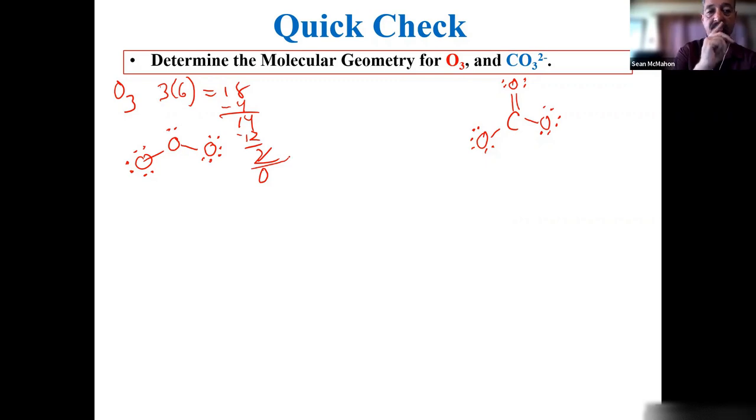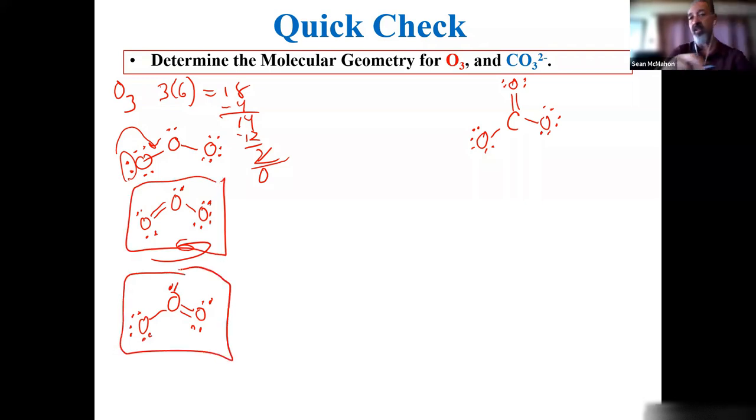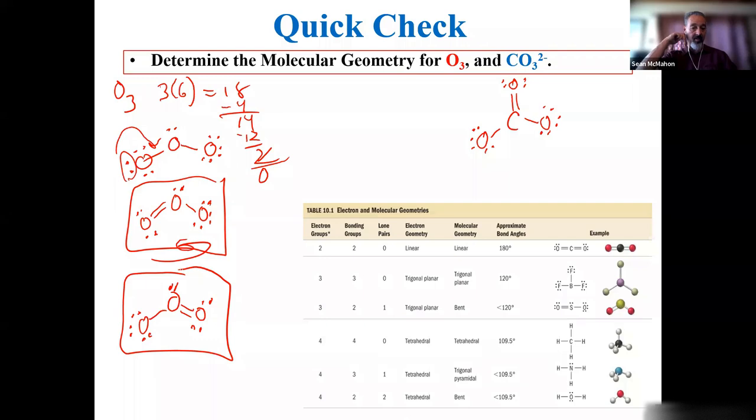But the central oxygen doesn't have an octet, so what do I do? I can form a multiple bond. Could I do a rotation here? Of course. So how are these 2 Lewis structures related? They are resonance structures. But more importantly, what we really want to get at is what are their molecular geometries?